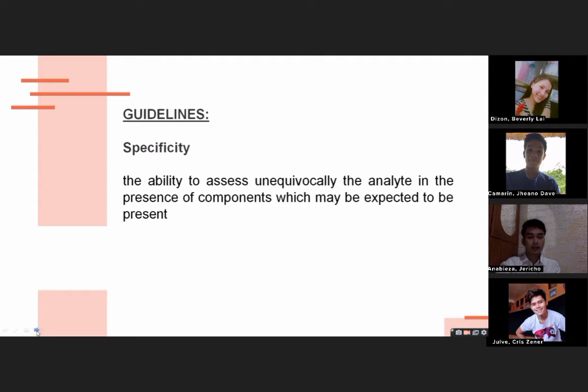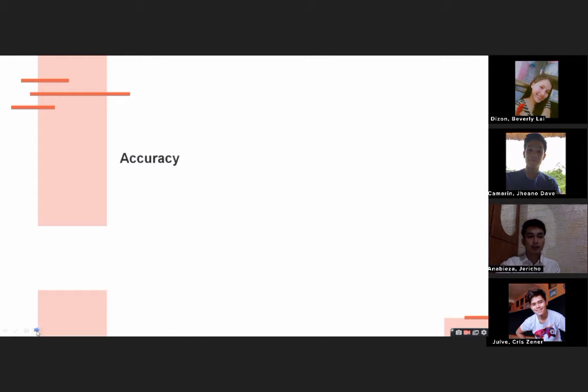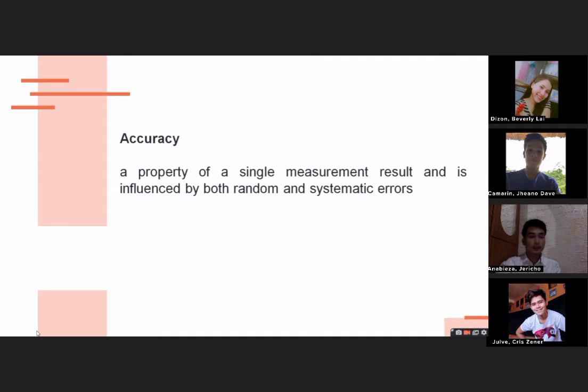Next of the guidelines is the accuracy. Accuracy is a property of a single measurement result and is influenced by both random and systematic errors. So it is therefore not included as such in the method validation itself. The accuracy of a measurement result describes how close the result is to its true value and therefore includes the effect of both precision and trueness.